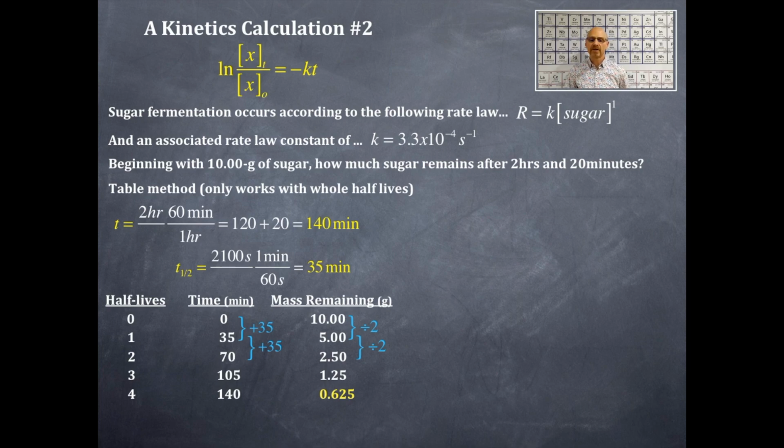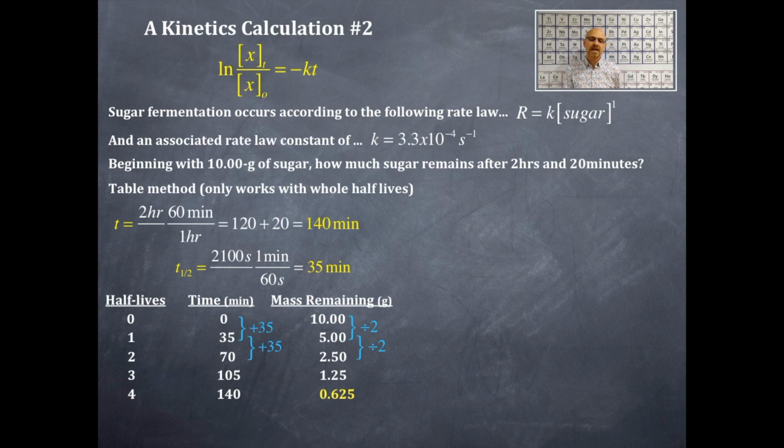At 4 half-lives, I'm adding 35 to the 105, so now I have the time frame that I am looking for, which is 140 minutes. I've divided the 1.25 by 2, and I get 0.625 grams. And this is the amount remaining at 140 minutes. It takes 4 half-lives for this to occur.